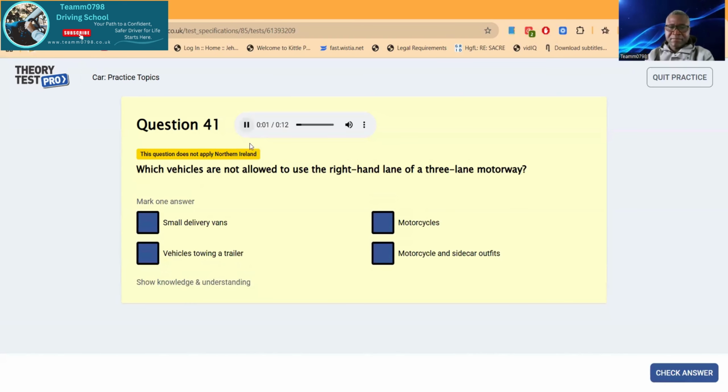Which vehicles are not allowed to use the right-hand lane of a 3-lane motorway? Small delivery vans. Motorcycles. Vehicles towing a trailer. Motorcycle and sidecar outfits. Okay. So we've already answered that question already.